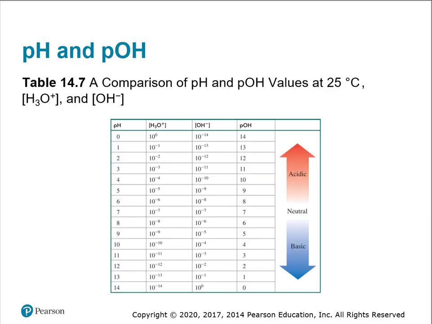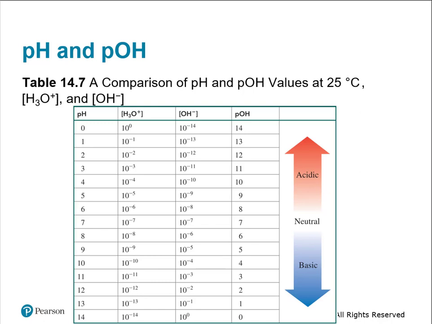Here's just a comparison chart showing us pH and pOH values and how they relate to one another. You can play around with these values, but if I know the hydronium ion concentration is 10 raised to the 0, if I did the negative log of that, I would get a pH of 0. If my hydroxide ion concentration is 1 times 10 to the negative 14, took the negative log of that, I would get a pOH of 14.